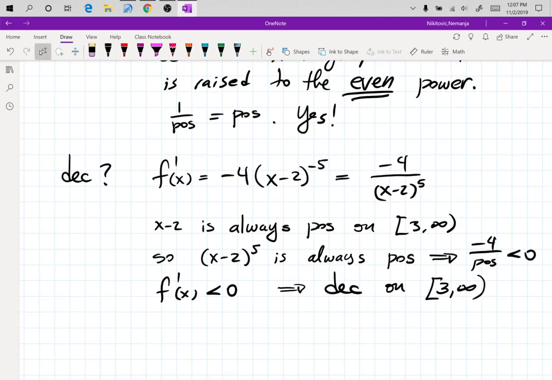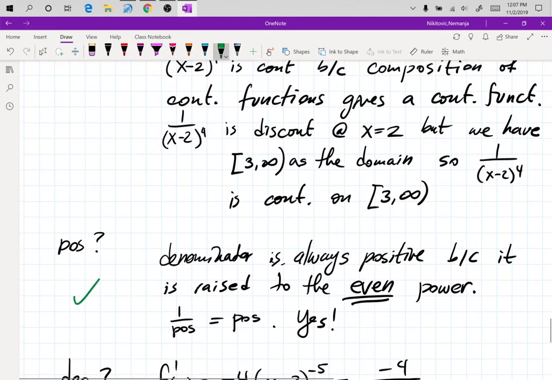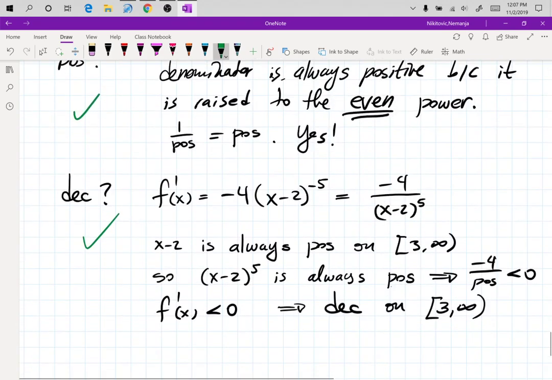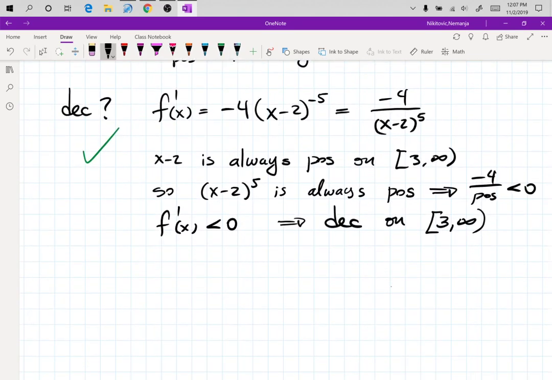F prime less than 0 implies decreasing on 3 to infinity. Got it! Here, green check marks. Yes, yes, and yes. That's your integral test. Look at that. Beautiful. Finally, we can say, I even forgot what my problem was.